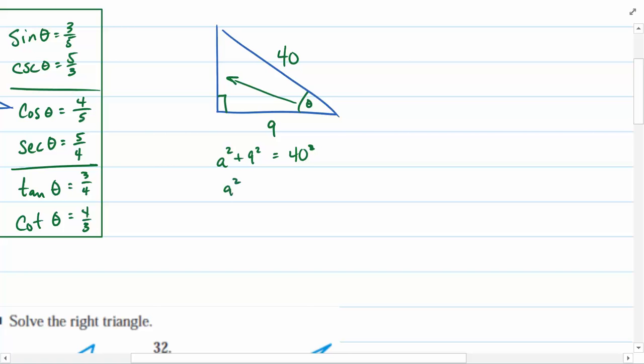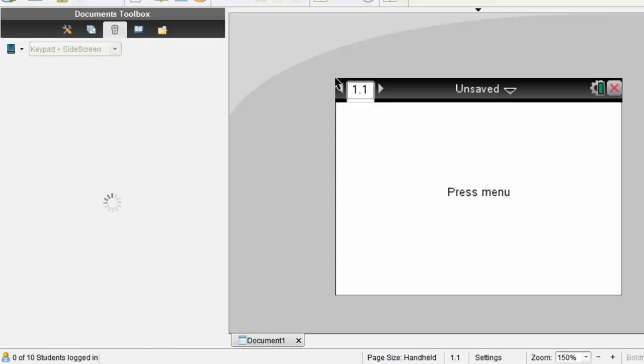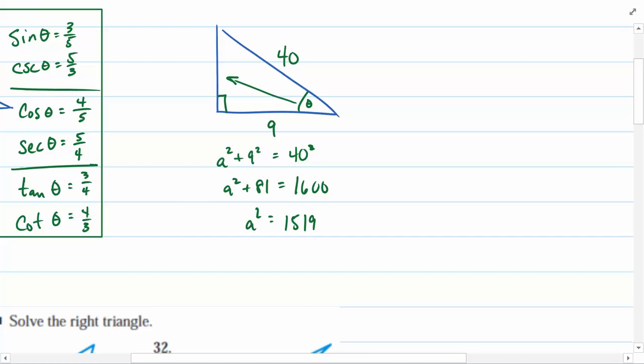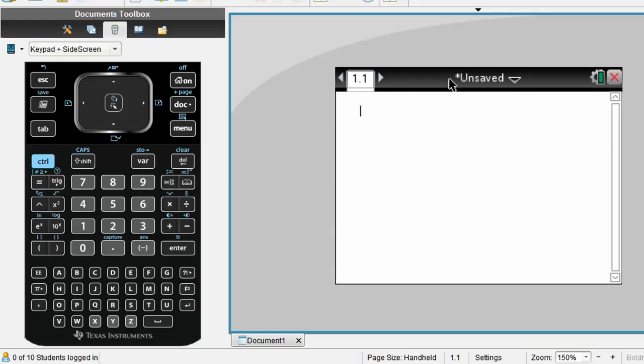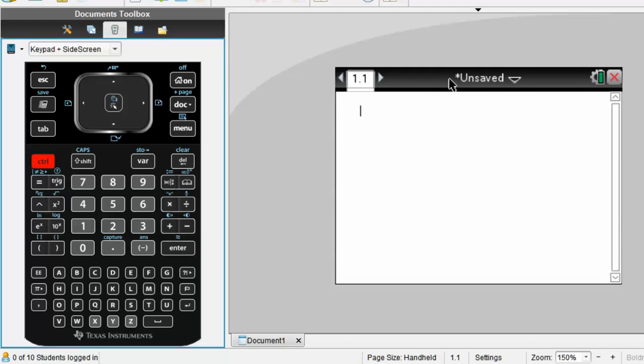That means that a squared plus 81 is equal to 1600. Therefore, a squared itself must be 1600 minus 81. That to me looks like it's 1519. So then a must be the square root of 1519. Now I'll go to the calculator here to see if that can be reduced at all. I'm not sure if it can, so I'll enter the square root of 1519.